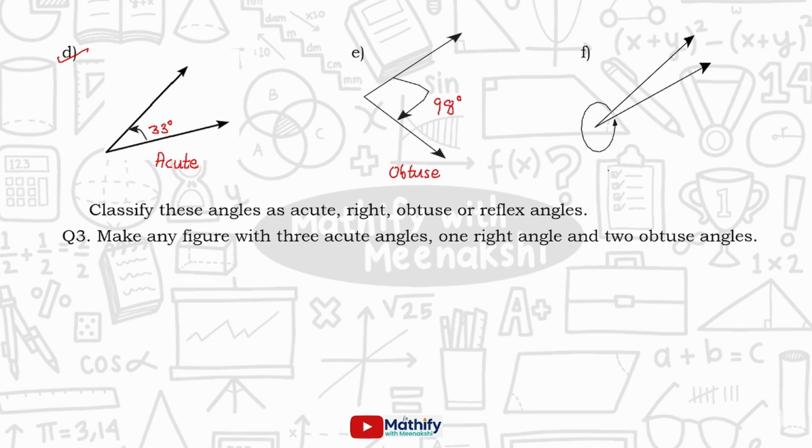Let's move to F part. You know that this angle is reflex, it's more than 180, but how can we measure that? Just measure this one, that is 10 degree, so the remaining one is 360 minus 10, that's 350 degree, and this angle is reflex. Now let's move to question number 3.